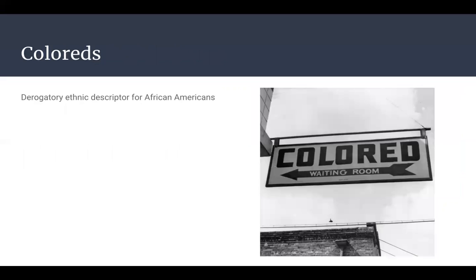Coloreds. Derogatory ethnic descriptor for African Americans. This is a term that is no longer used but was used during the time of the book, so you might see this word in the book Blue. However, it's an insulting term, and it's not a term that we'll be using in class.